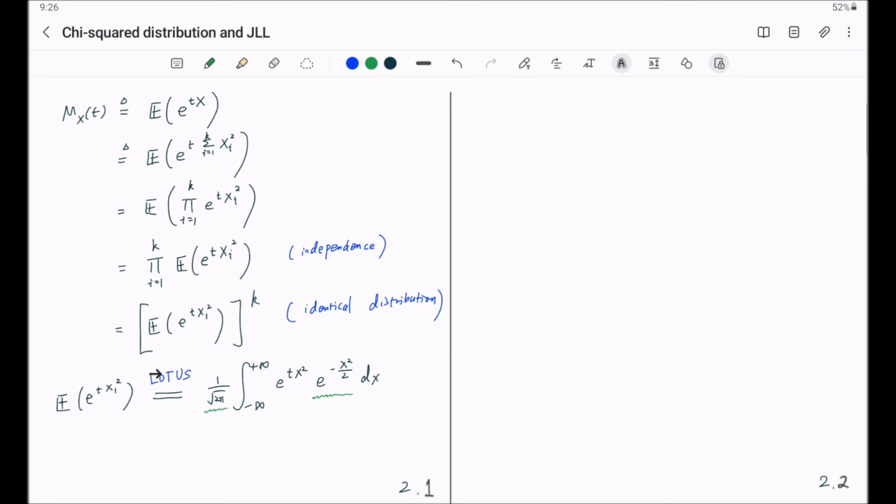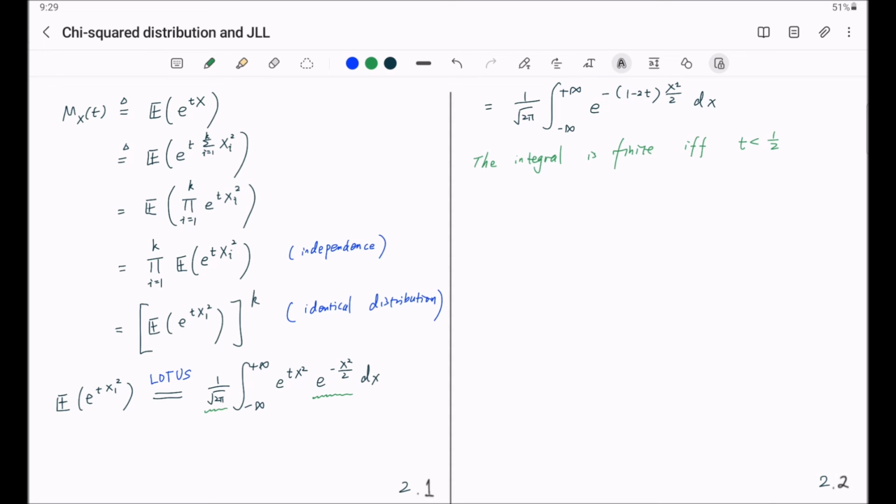If you don't remember the law of the unconscious statistician, you can look at the Wikipedia page. But I believe this is a very common fact in probability theory, which should be covered in a basic probability class. So let's continue with this. We'll first simplify it. Now let's first combine the coefficients. From here, we observe that this integral is finite if and only if t is less than 1/2.